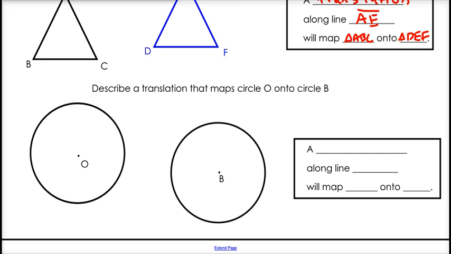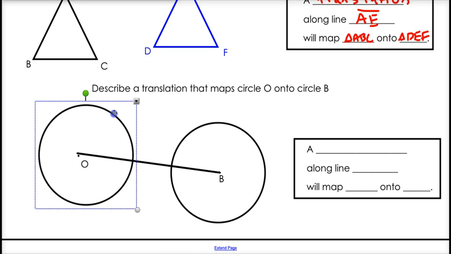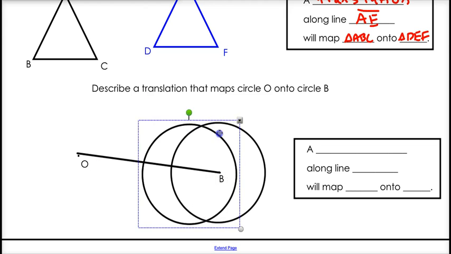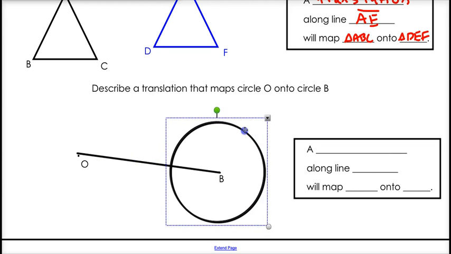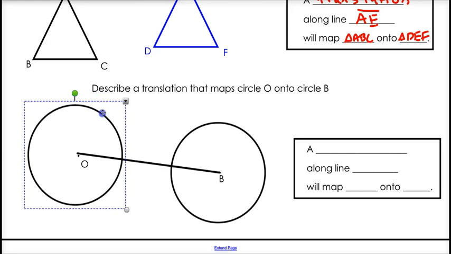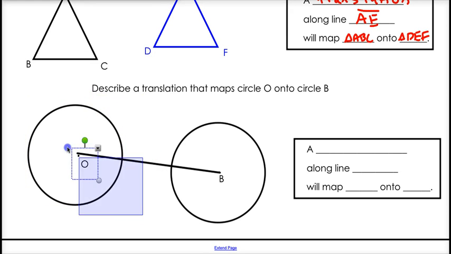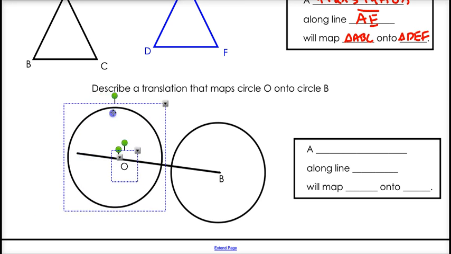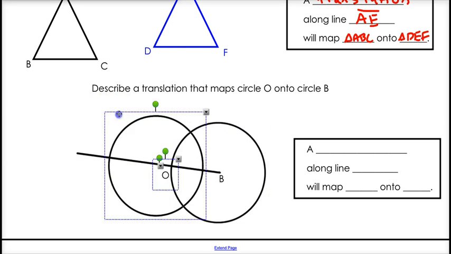Let's try another one with circles. That's a little weirder. We want to describe a translation that maps circle O onto circle B. Well, the only points I know here, the only defined points, are O and B. So let's make that our line. Those are the centers of the circles, by the way. We always name circles by their centers. So let's connect these 2 points, and let's move this circle along that line. It's moving, and boom, it goes right on top of it. Let's try that again. So it just goes along the line, and boom, it lands on top of it.